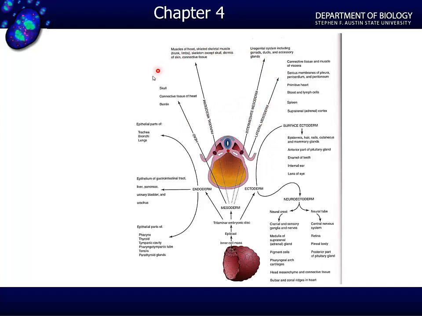So go ahead and begin to think of these groups of tissues. This is going to help you as we go through the remainder of the course to know what portions of which organ and what tissue is derived from which particular germ layer. That's going to be important for you to commit to memory.